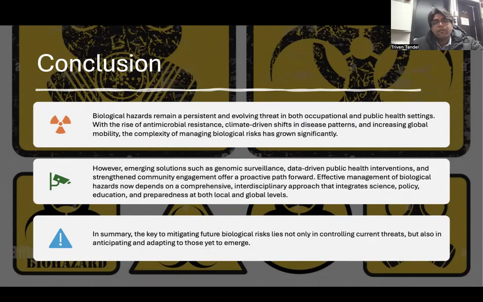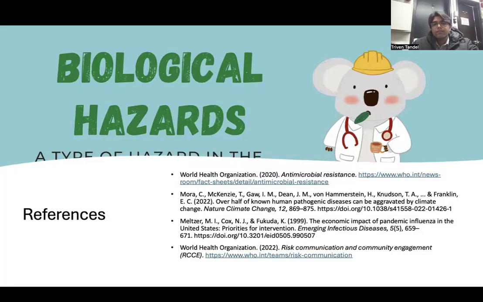In summary, mitigating future biological risk lies not only in controlling current threats, but also in anticipating and adapting to those microorganisms which are yet to emerge and which can cause disease in the future. And these are the references, from which we took help and got certain information from these websites.